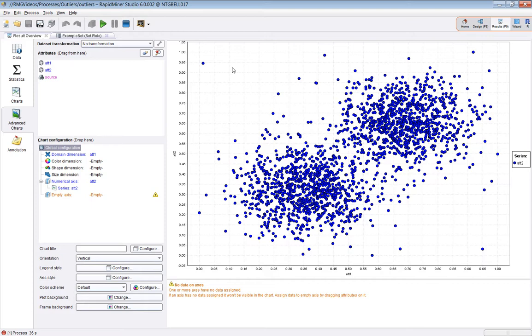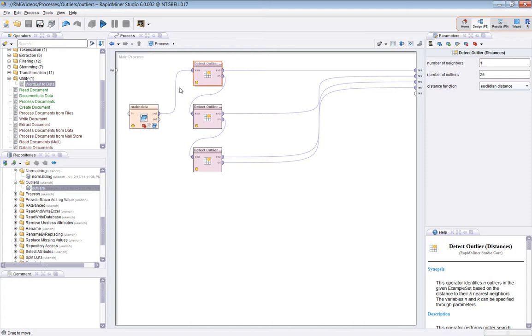if I now, we'll go now to the first detect outlier operator. So we'll just run the whole process. So let's look at the detect outlier distances operator first. It takes parameters number of neighbours, number of outliers, and distance function. So dealing with the number of outliers first, this is a number. This is the number of outliers it will always find. So it will always find, in this case, 25 outliers.